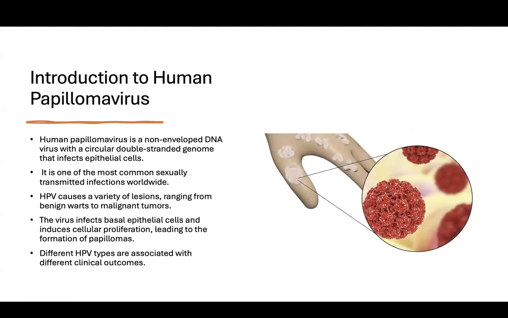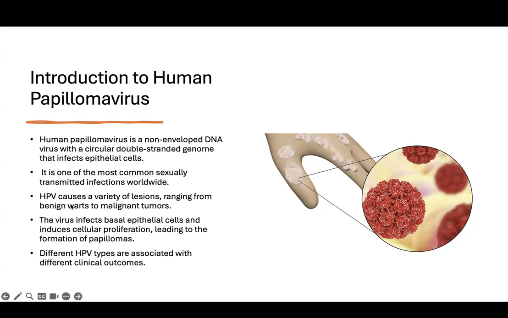Now going into a different type of virus, the papillomaviruses. Papillomaviruses are non-enveloped DNA viruses with a circular double-stranded genome. Papillomaviruses cause the most common sexually transmitted infection. They are extremely contagious and only require skin-to-skin contact, so they are very easily contracted. And HPV, just like your other DNA viruses, also creates lesions in your skin.